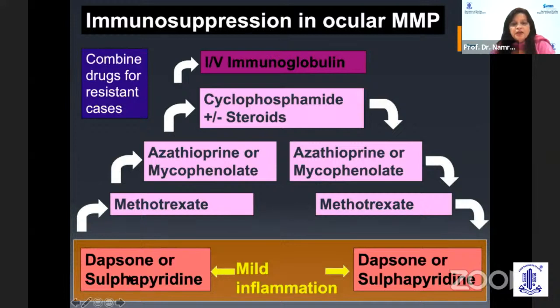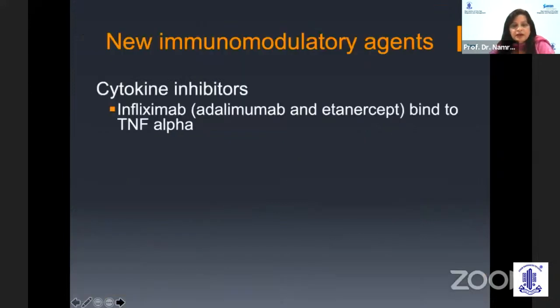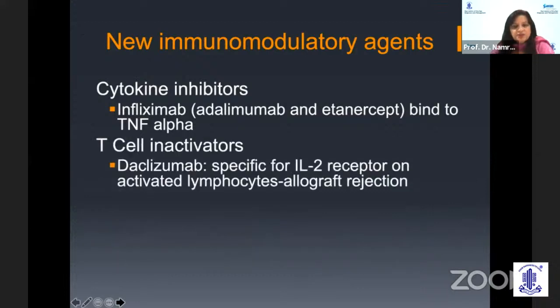And when you have to taper it, then you again go in a step ladder pattern. So you start with dapsone or sulfapyridine in mild inflammation. If it doesn't work, then methotrexate, then azathioprine or mycophenolate. Mycophenolate is safest in these cases, then cyclophosphamide, followed by IV immunoglobulins. There are cytokine inhibitors which have been tried, but of course you require the help of an immunologist if you try to give these.